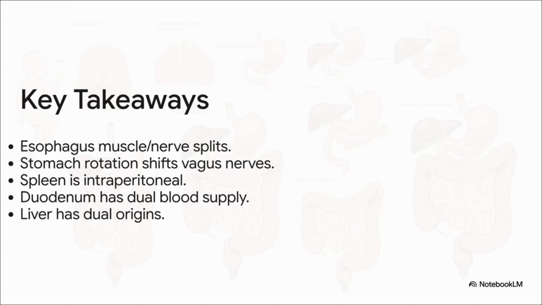Number 2, the stomach's 90-degree clockwise twist explains exactly why the left vagus is anterior and the right is posterior. Number 3, despite all the fusions happening around it, the spleen remains an intraperitoneal organ. Number 4, the duodenum is secondarily retroperitoneal and grabs a dual blood supply from the celiac and SMA. And number 5, the liver's dual origins from both the septum transversum and the liver cords.